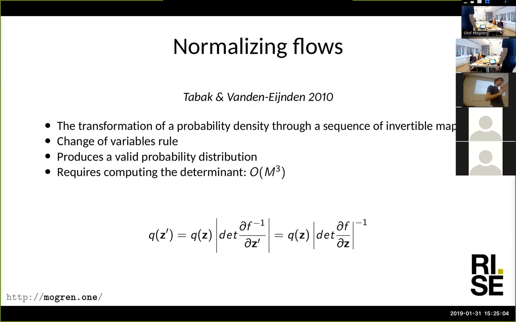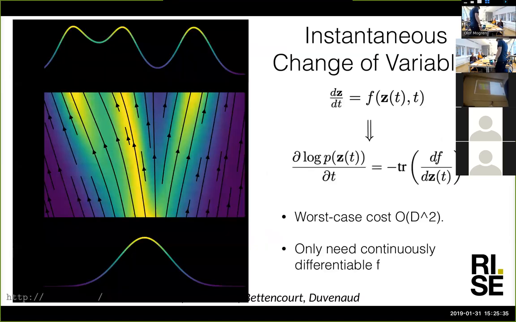The limitation is that you kind of have to compute the determinant, which is expensive, which means that these models are made deep instead of wide to make them easier to compute. The nice thing is that they produce a valid probability distribution, and already the output without any normalization is a valid probability distribution.